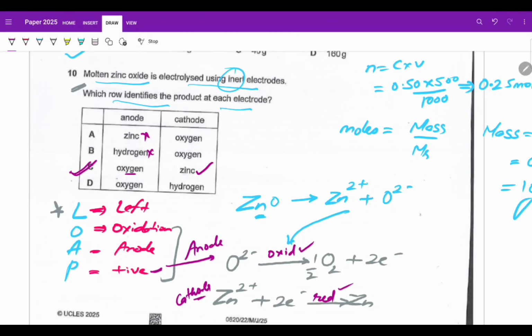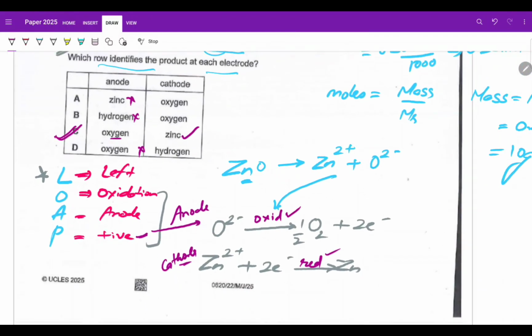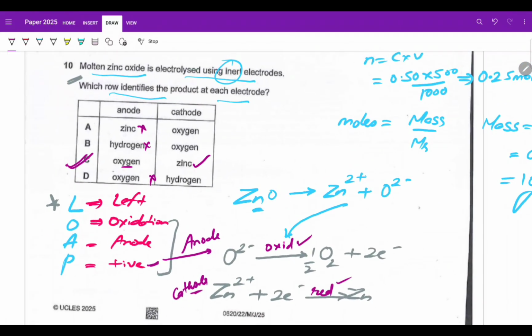Option A, B and D, they are wrong. Zinc is produced at cathode and oxygen is produced at anode. That should be the correct answer for question number 10.